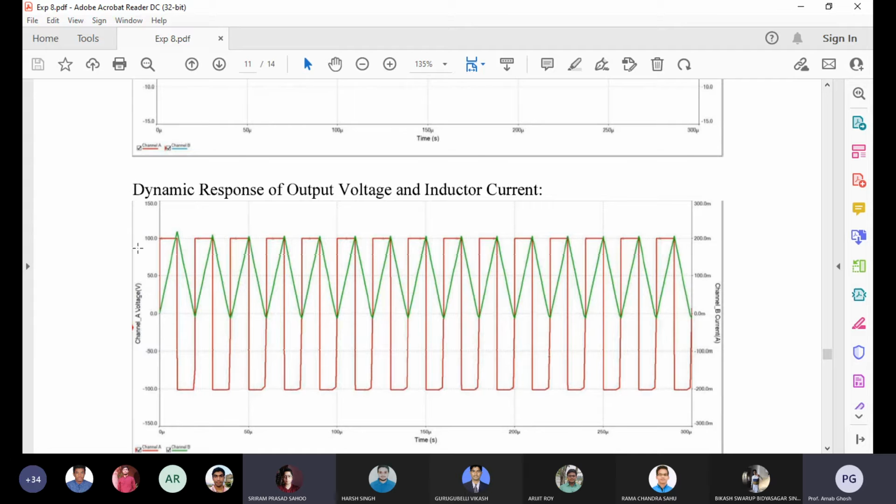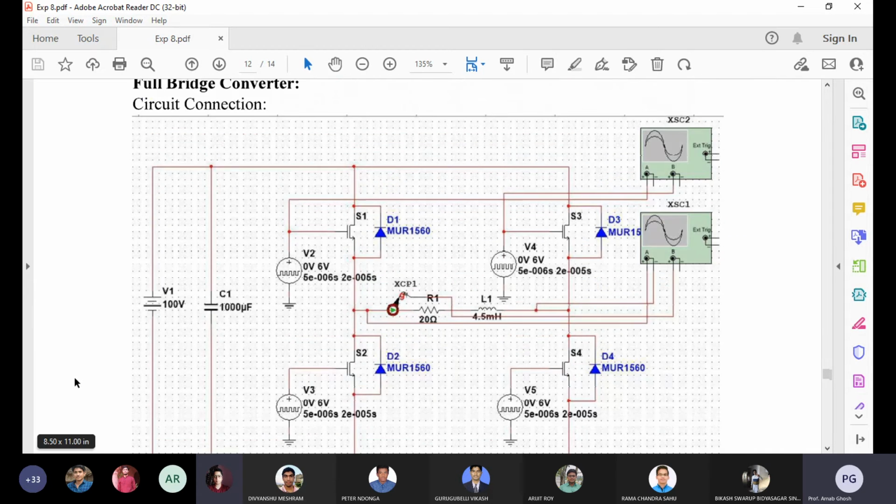This is your gate pulse pattern for both the converters, and this is your output voltage and current waveform. The output voltage waveform is changing from plus 100 volt to minus 100 volt. But here you can see the current waveform is not negative; it is in the positive half only, for the half bridge or asymmetrical half bridge. If you go for the full bridge configuration, the current can also be negative, as it totally depends on your gate pulse. This is a 4 quadrant operation, so the full bridge means a 4 quadrant chopper.